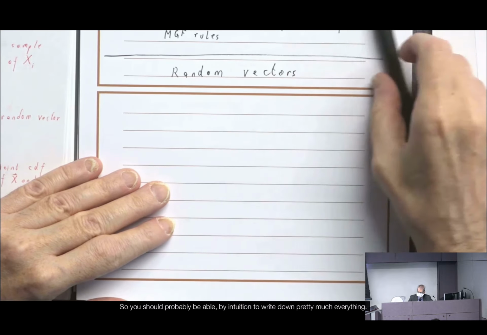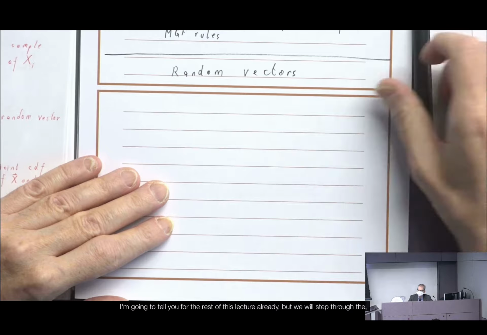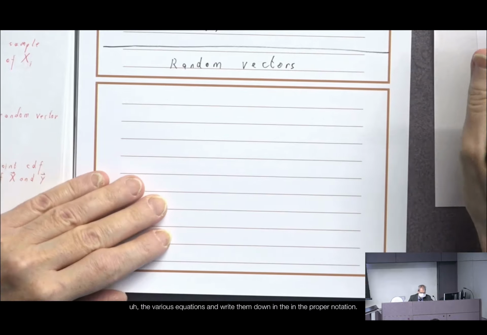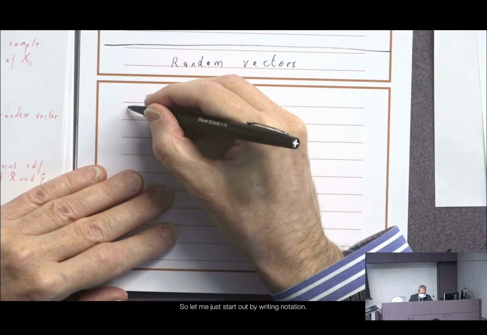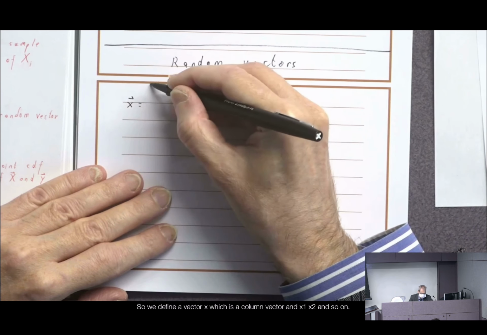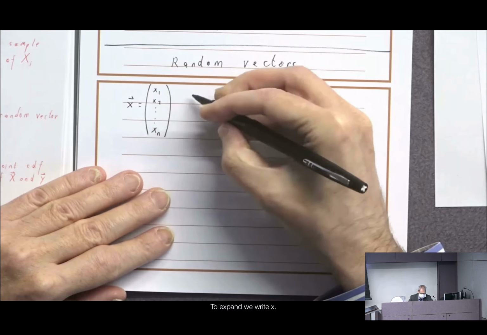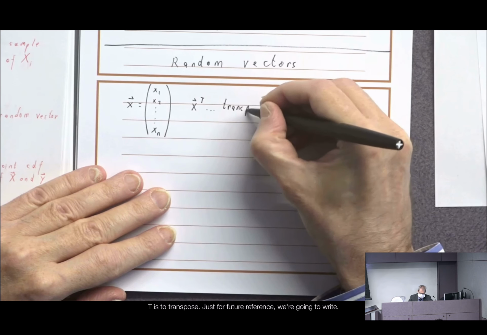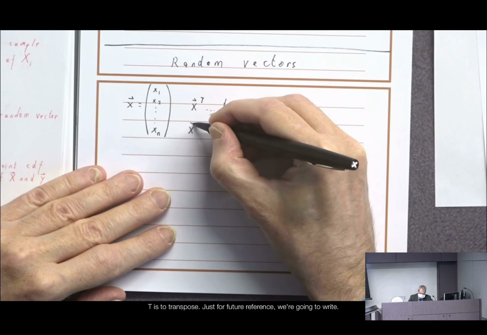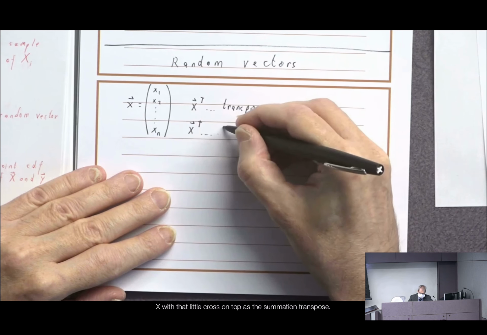So you should probably be able by intuition to write down pretty much everything I'm going to tell you for the rest of this lecture already, but we'll step through the various equations and write them down in the proper notation. So let me just start out by writing notation. We define a vector x, which is a column vector, x1, x2, and so on to xn. We write x transpose as the transpose. Just for future reference, we're going to write x with that little cross on top as the Hermitian transpose.